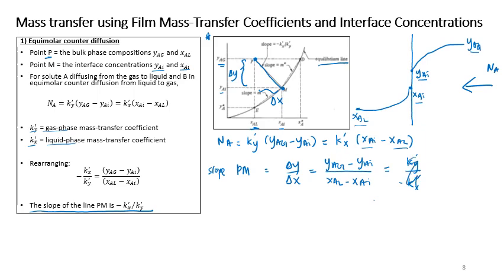If you rearrange the equation from this one, you will get KX over KY, with a negative sign because instead of XAI minus XAL, here it is XAL minus XAI. Okay, so that's why it says here the slope of the line PM is minus KX prime over KY prime.